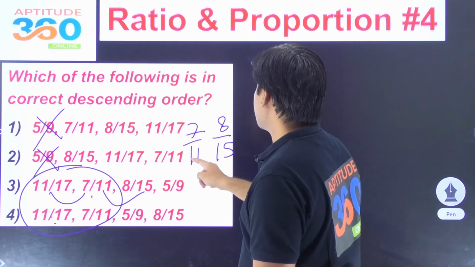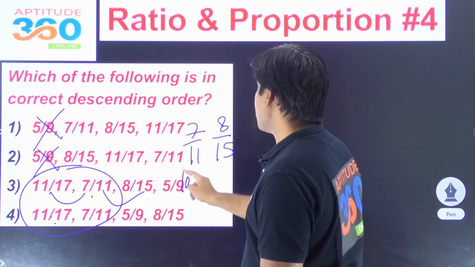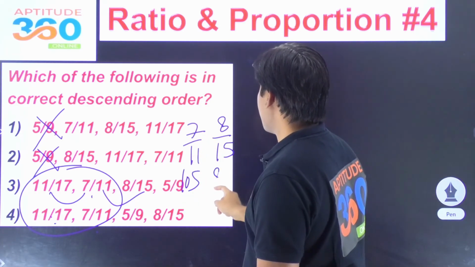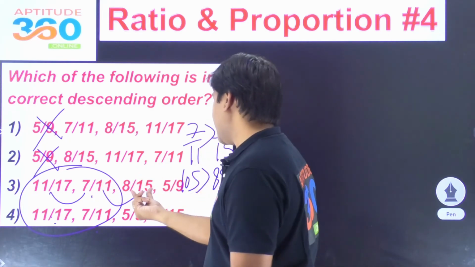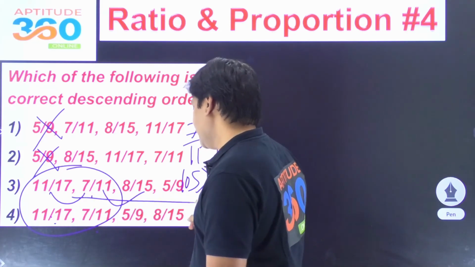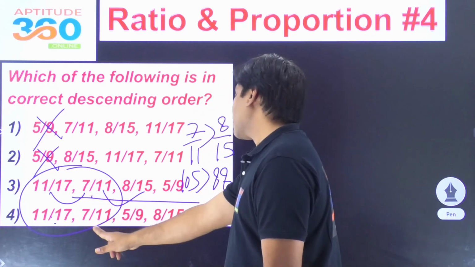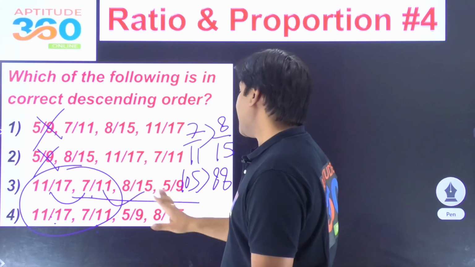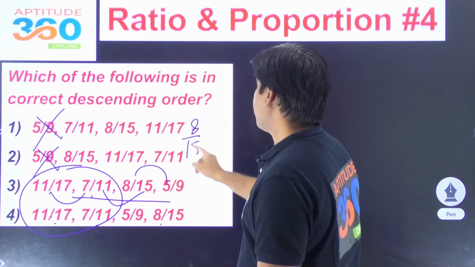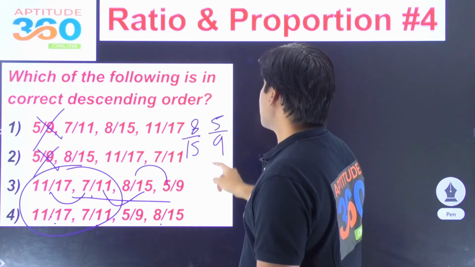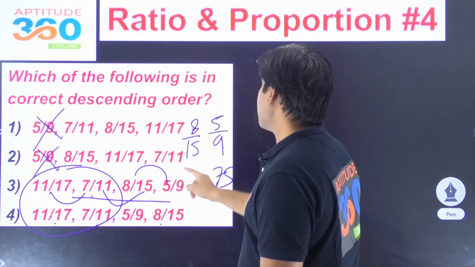So 15 into 7 is 105 and this is 88. So this is bigger. If this is bigger, 7/11 is going in descending order. Now check 8/15 and 5/9. So this is 75 and this is 72.